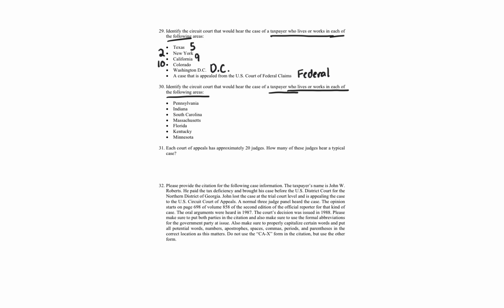Let's go to question 30. So same thing, got some states. Let's go ahead and determine which specific area they're in. Pennsylvania is in the Third Circuit, so I'll put a 3 there. Indiana is in the seventh. South Carolina is in the fourth. Massachusetts is in the first. Florida is in the 11th. Kentucky is in the sixth. And Minnesota is in the eighth.